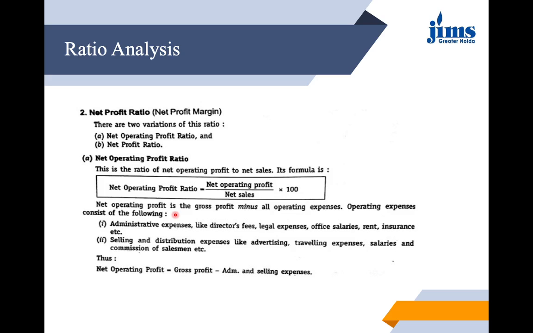Net operating profit is the gross profit minus all operating expenses. Operating expenses consist of two basic things we know very well: administrative expenses like director's fee, legal expenses, office salaries, rent, insurance, and selling and distribution expenses like advertising, traveling expense, salaries, and commission of salesmen, etc. So, net operating profit can be calculated by subtracting the administration and selling expenses from the gross profit. Let us see further.